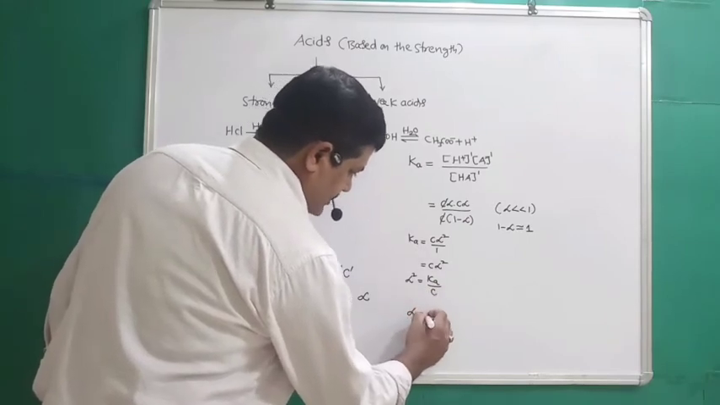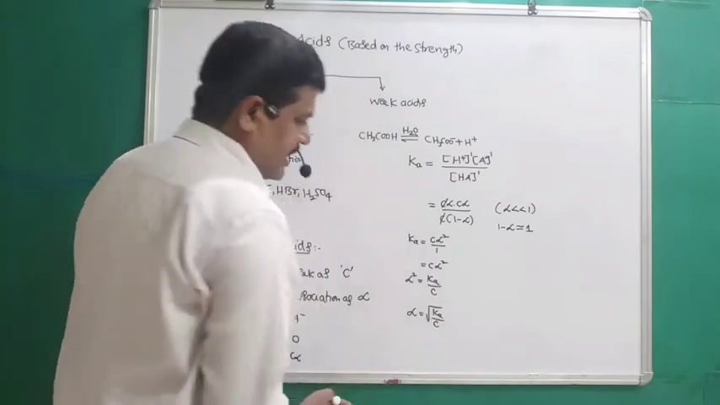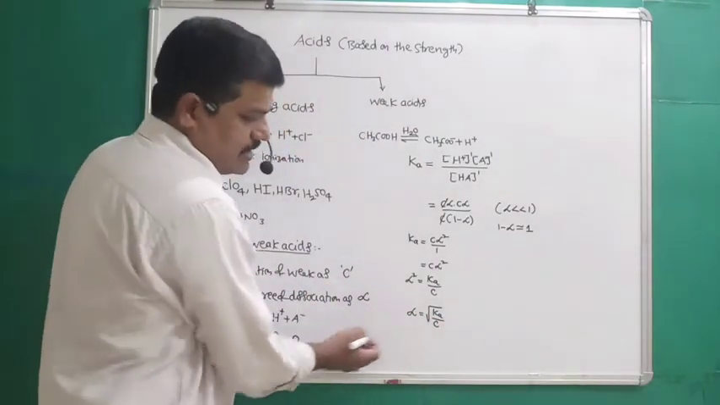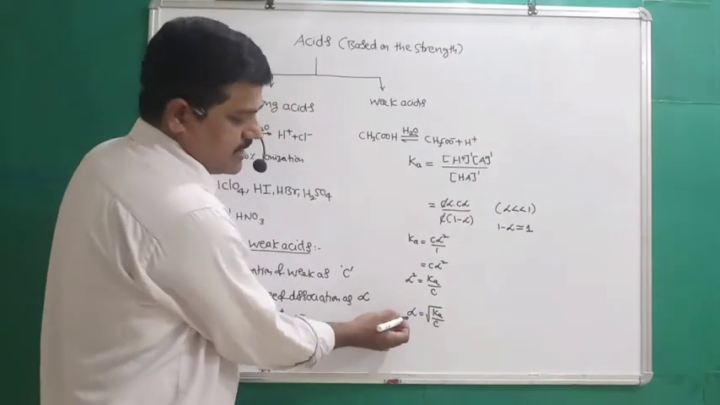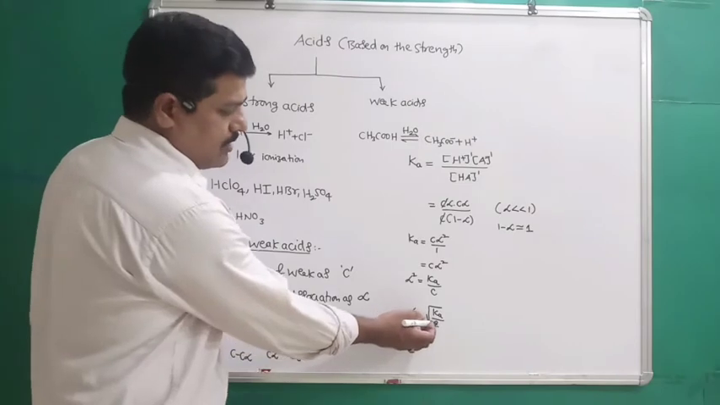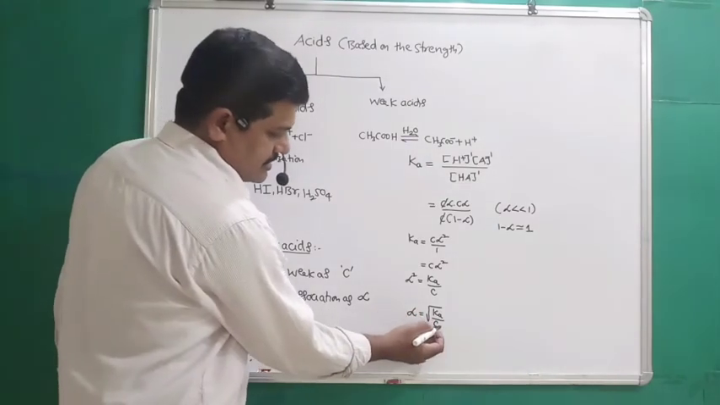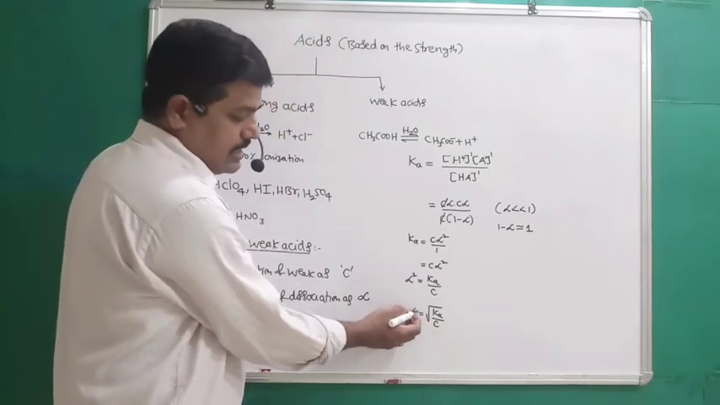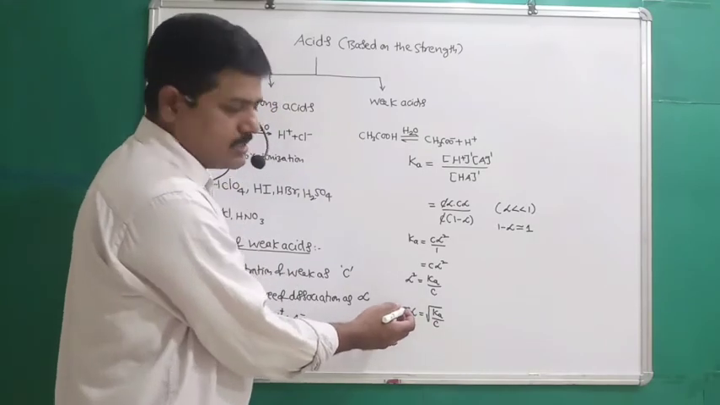Then alpha, the degree of dissociation, is equal to the square root of Ka by C. Students, from this equation it is clear that the concentration C and the degree of dissociation are inversely proportional to each other. That means as C decreases, alpha increases. As C increases, alpha decreases, right?